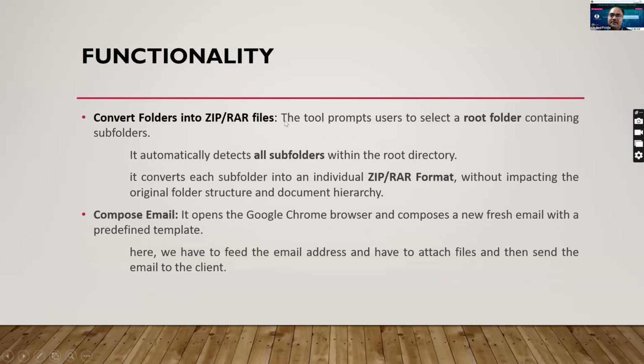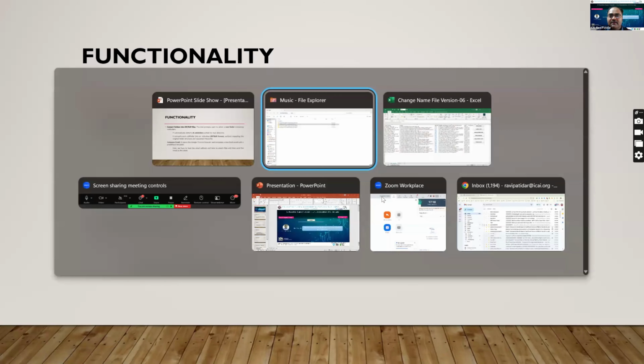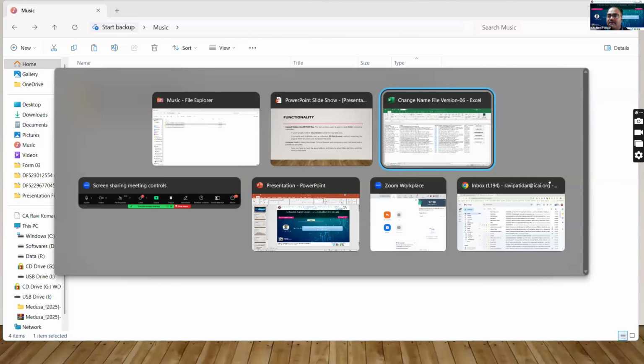What it does: the tool prompts the user to select a root folder containing subfolders. It automatically detects all subfolders within the root directory. It converts each subfolder into an individual zip or rar file without impacting the original folder structure and document hierarchy. So let me convert all the folders.